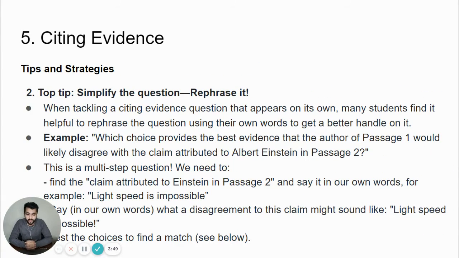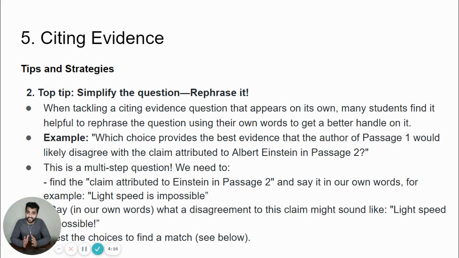Another tip is simplify the question, that is, rephrase it. When tackling a citing evidence question that appears on its own, many students will find it helpful to rephrase the question using their own words to get a better handle on it. For example, which choice provides the best evidence that the author of passage 1 would likely disagree with the claim attributed to Albert Einstein in passage 2.